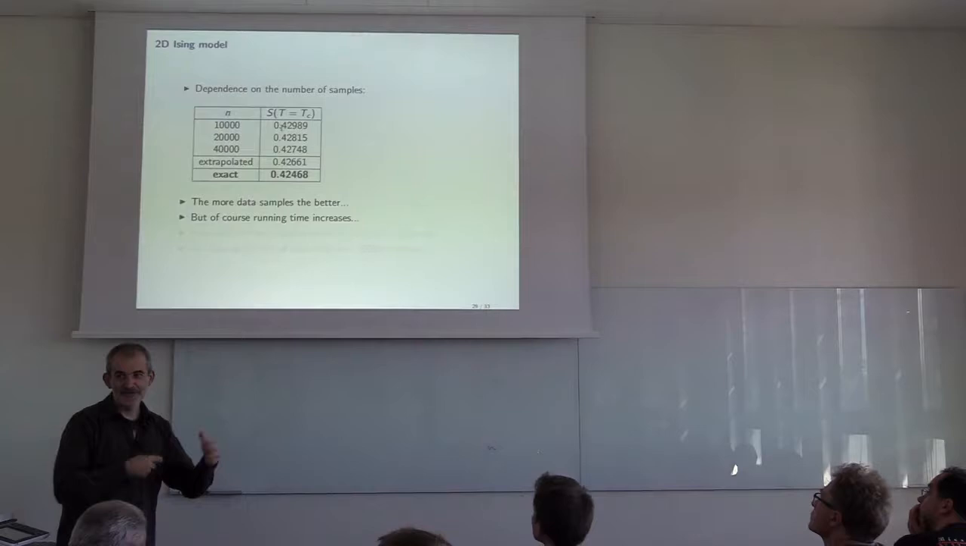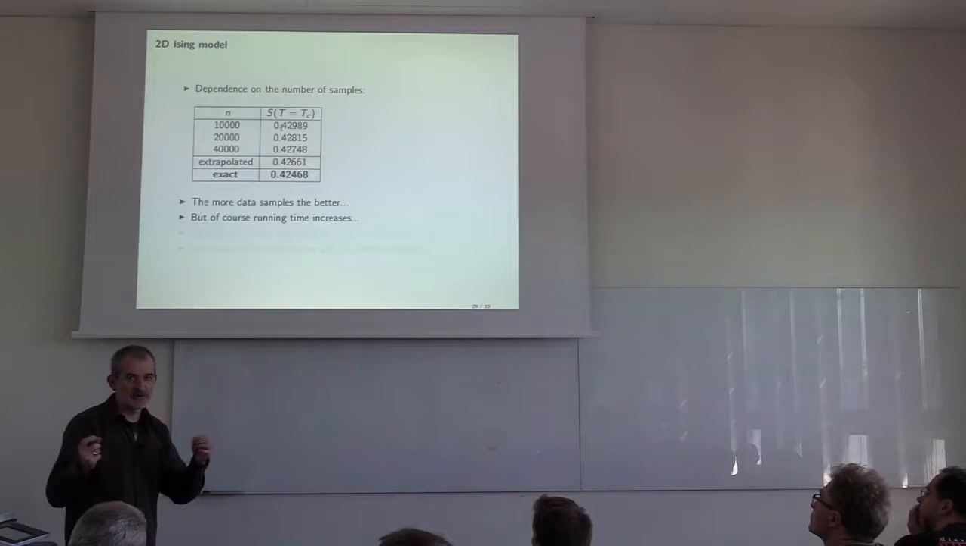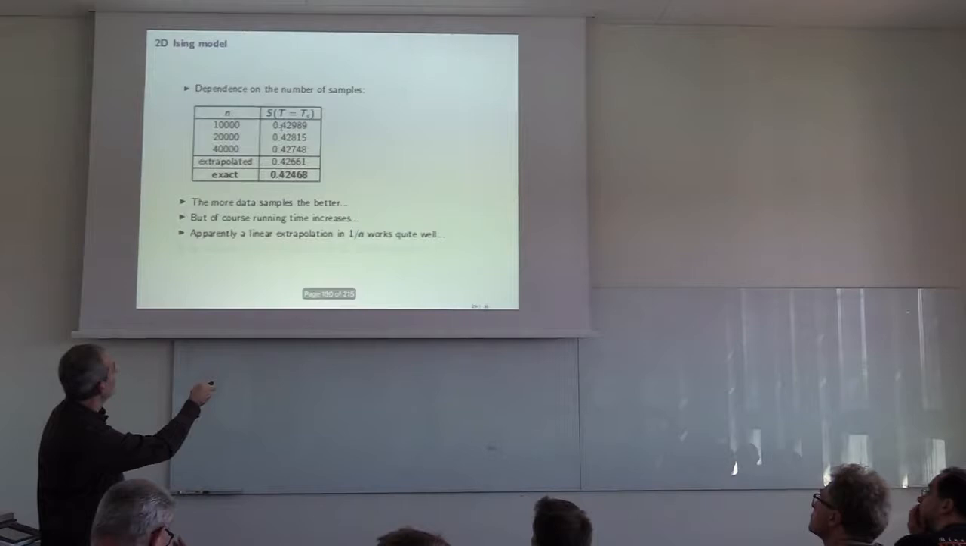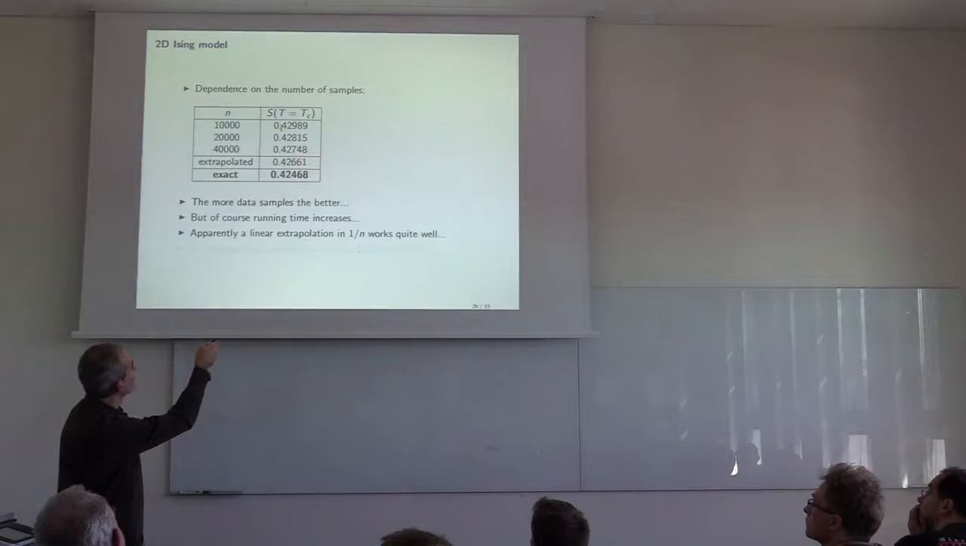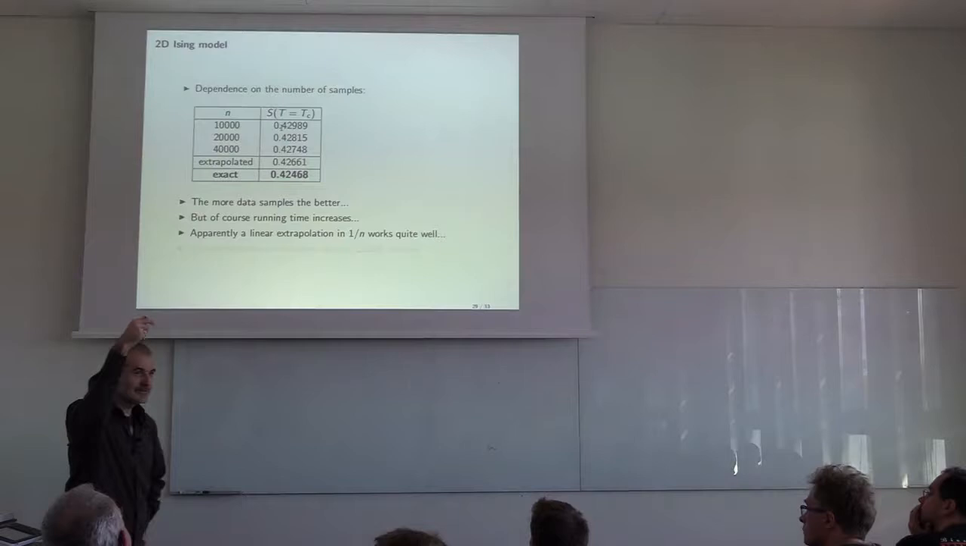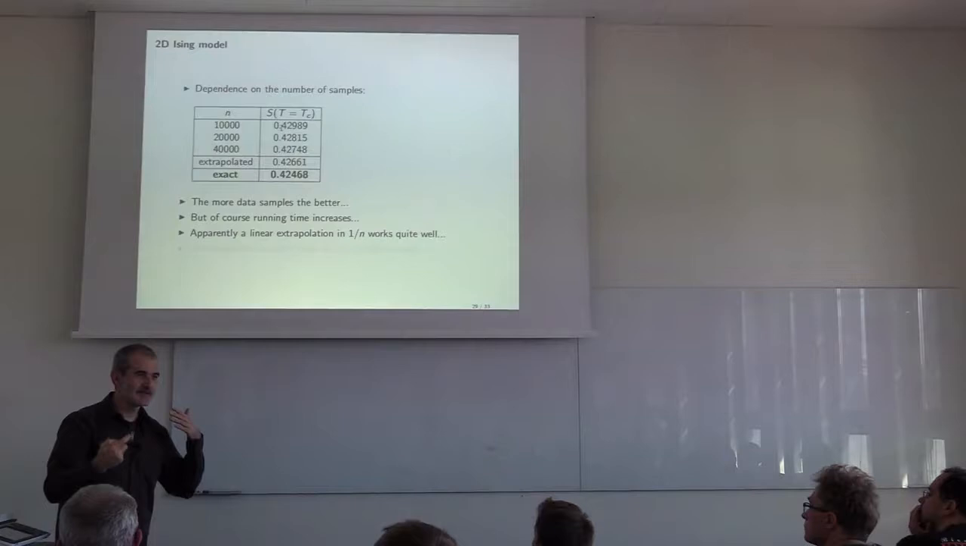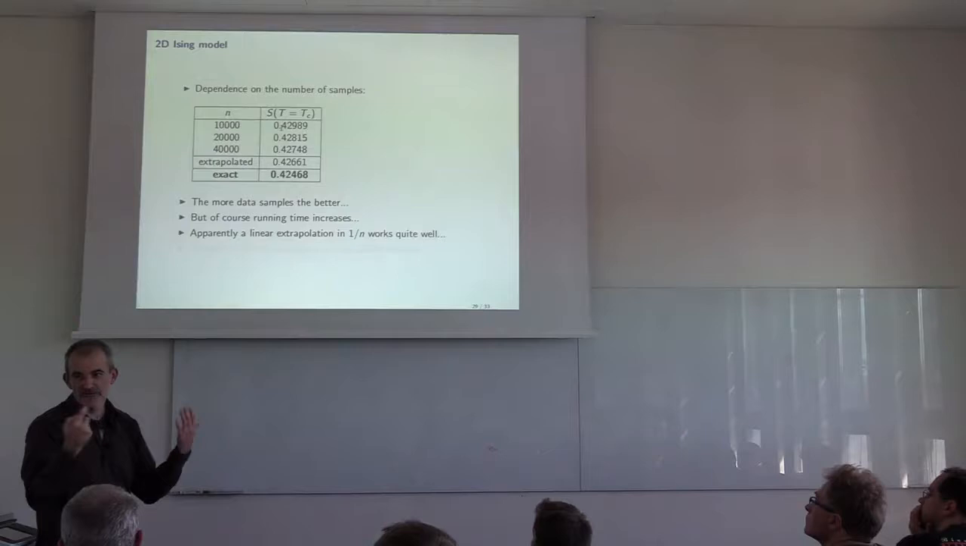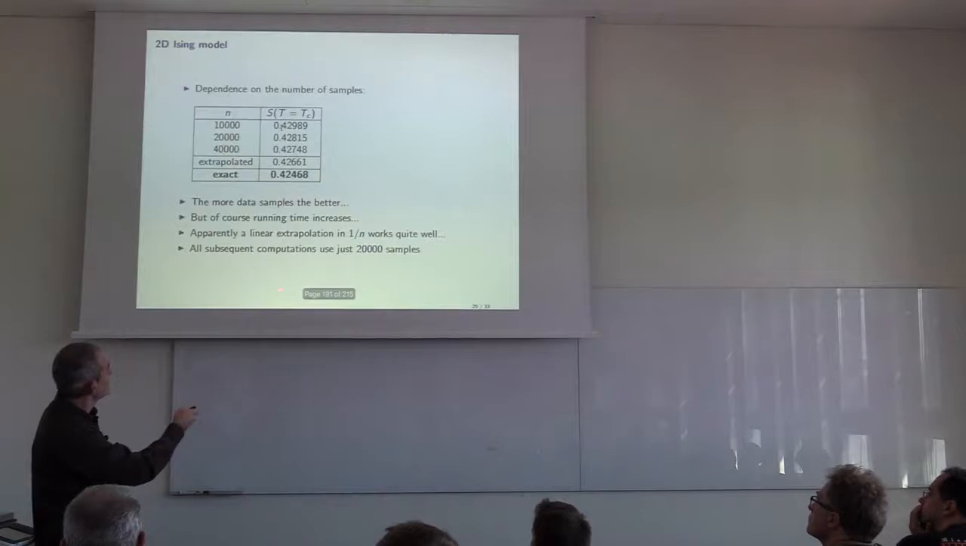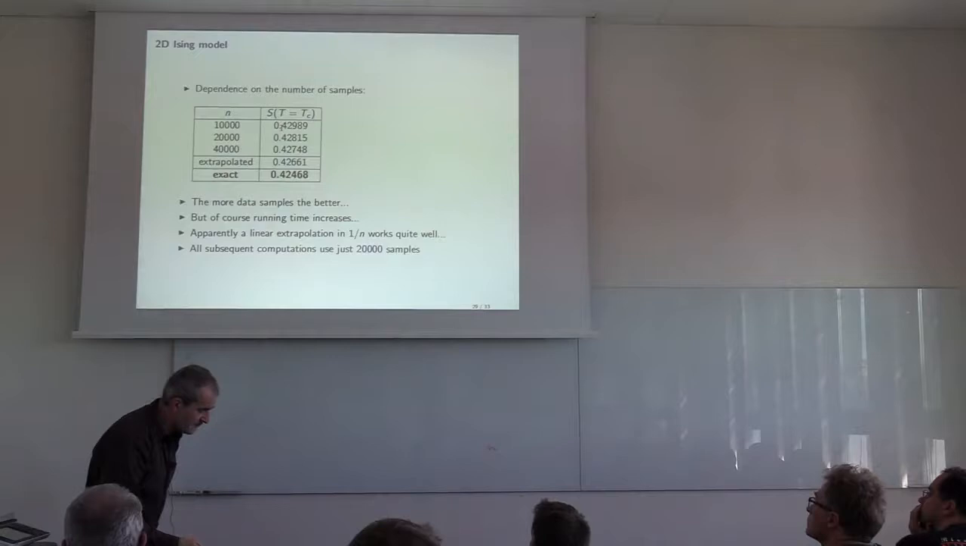So for each data set one has to somehow make a compromise between the two. What is quite amusing is that here I use a linear extrapolation in 1 over n, and it's quite a good result. And also, looking at those points, indeed they seem to lie on the line. However, we do not have any theoretical reasons to expect this type of scaling with n. So it's kind of a mystery, in a sense, an open question, what the correct scaling should be, or whether this is generic. Okay, but in any case, in all subsequent computations, I just used 20,000 samples, so just the original line.